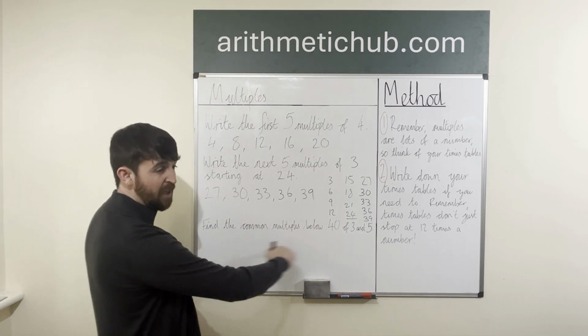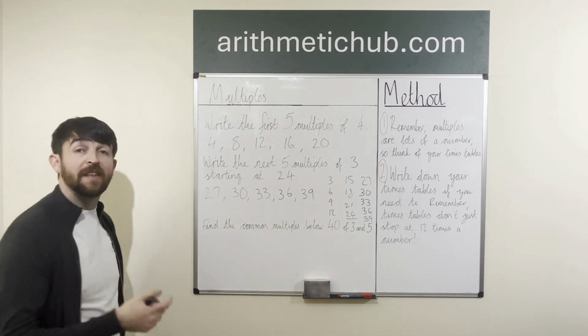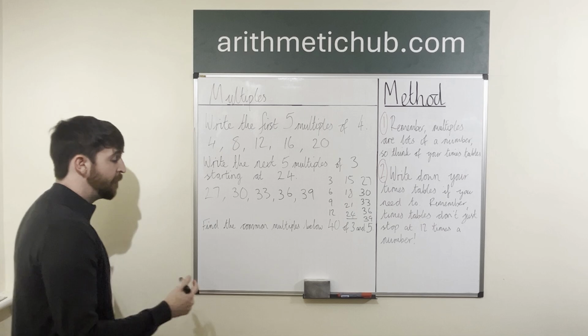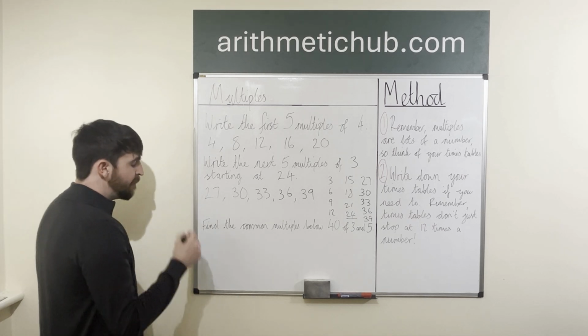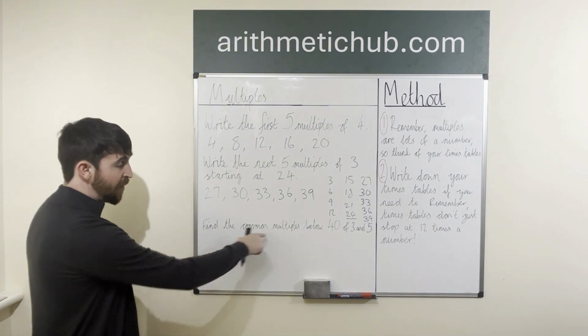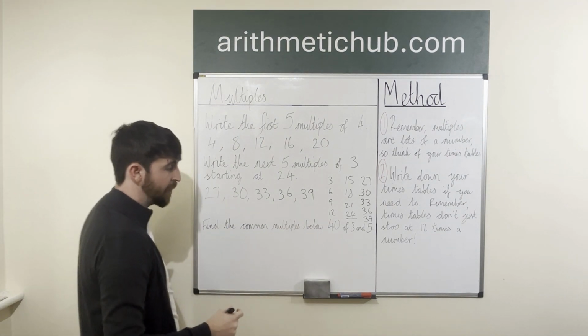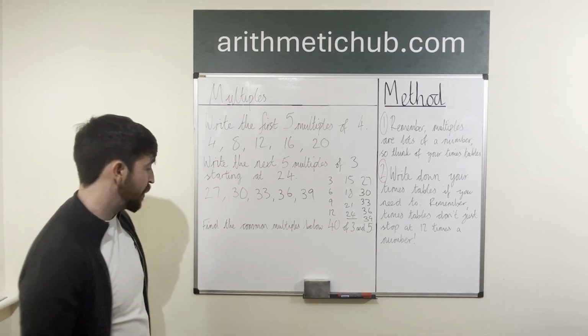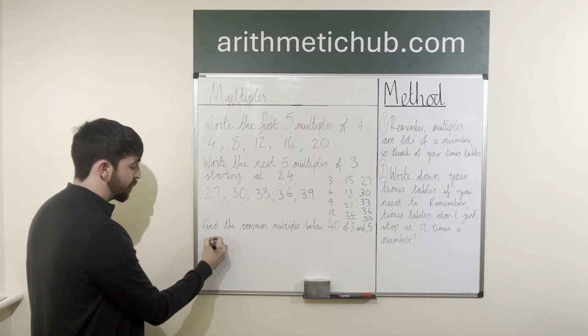Now for this, I'm going to go across the page. You can probably go down the page. It's probably easier if you go down the page. In fact, I'll go down and across like I have done over here. So, find the common multiples below 40 of 3 and 5. So the first thing I'm going to do is write out my multiples of 3.